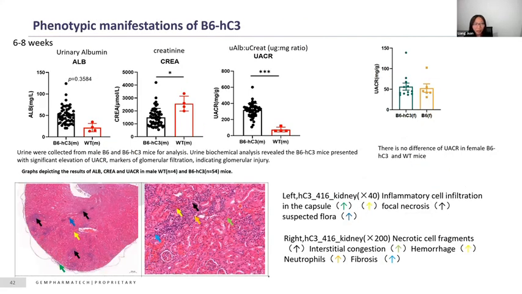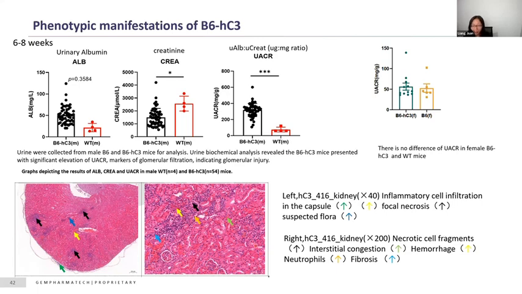And in this model, at around 6 to 8 weeks, we observed the increased level of albumin in urine, and also we observed the decreased level of creatinine in urine. The parameter that could indicate kidney failure, the UCA, also increased at around 6 to 8 weeks. This phenotype was observed in male mice. There is no difference of UCA in female humanized C3 mice.